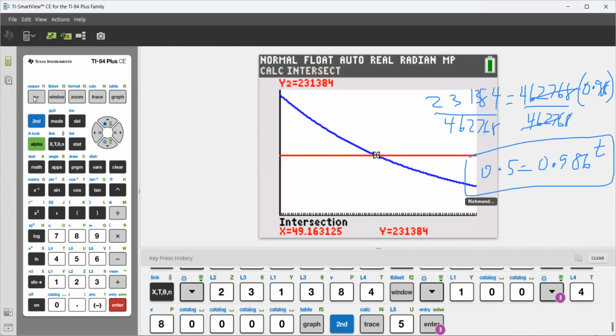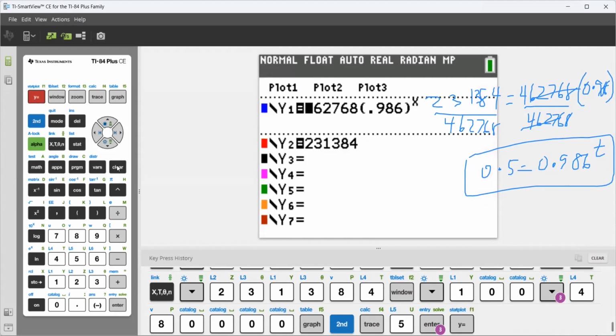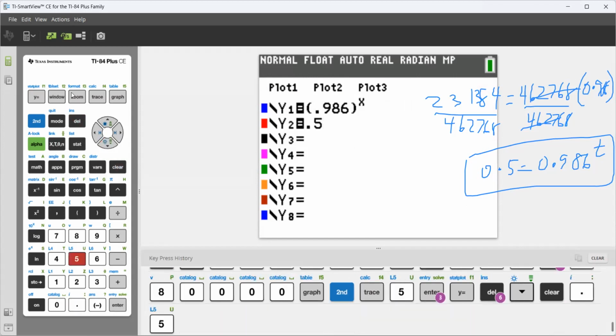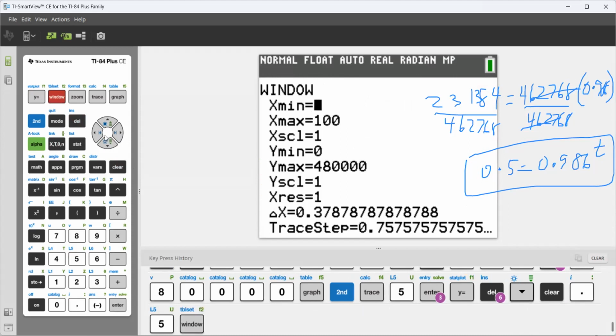So you go to y equals, then you're going to delete this. And then here, you're going to have 0.5. Now the window, of course, should change. So I'm going to do 0 to 100. I think the problem with the first one is that, remember, the x is going to be time, so it's not going to change, while the y is what is affected, so the y should be a little low. And then let's go to graph.